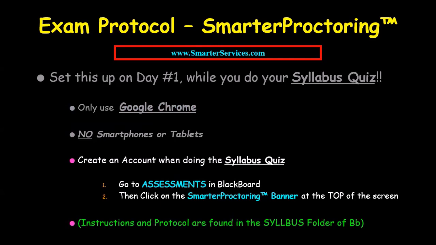Again, you're going to create an account when you do this syllabus quiz or the practice quiz. The way you do it is you need to go to assessments in Blackboard, and then, as I showed you before, at the top of the next screen, you're going to see Smart Proctoring. That'll be the banner that you need to click on.